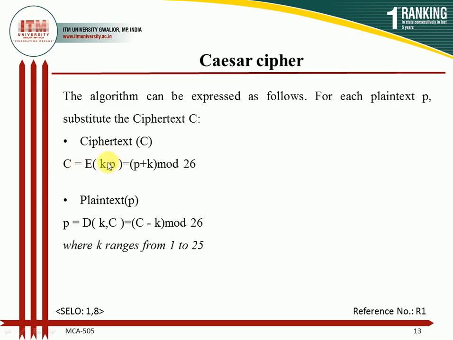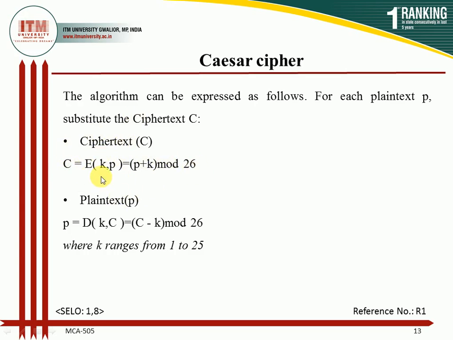So E(k, P) is also written as (P plus k) mod 26. Why am I using mod 26 here? Because if we are talking about the alphabets, how many alphabets are there? A to Z, 26. That's why we require mod 26, right? So this is the cipher text. By this formula we will get the cipher text.